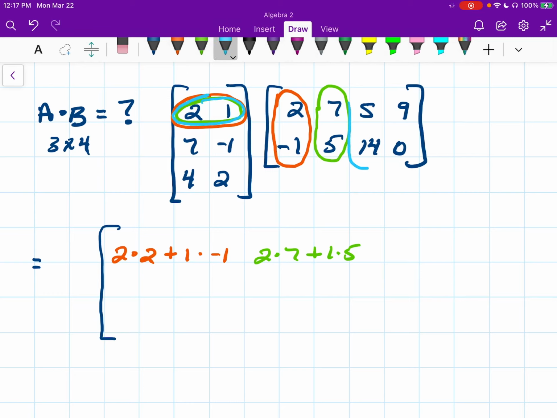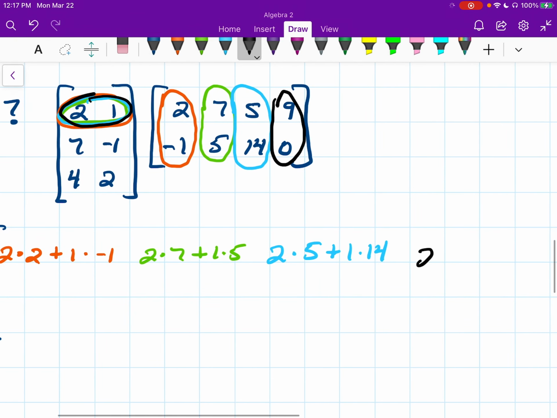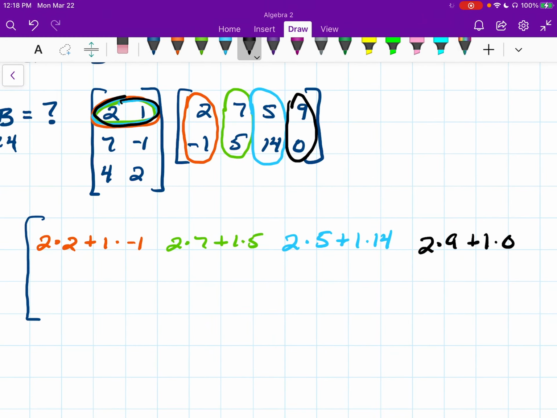Next up, 2 times 5 plus 1 times 14. And then lastly, I'm going to have 2 times 9 plus 1 times 0. Right? We have done one row now, right?